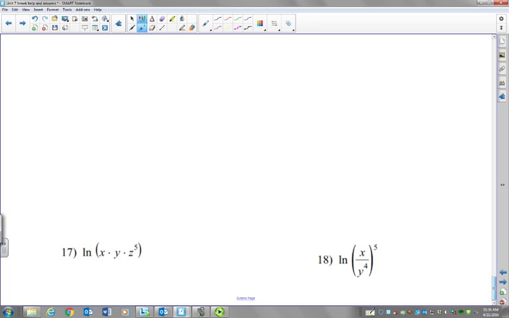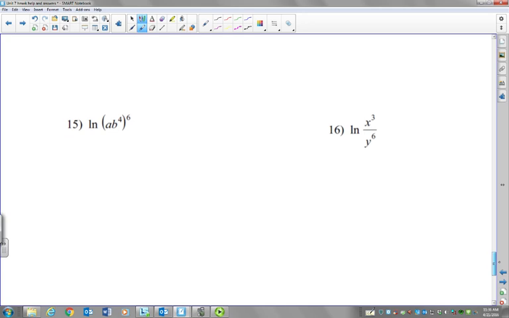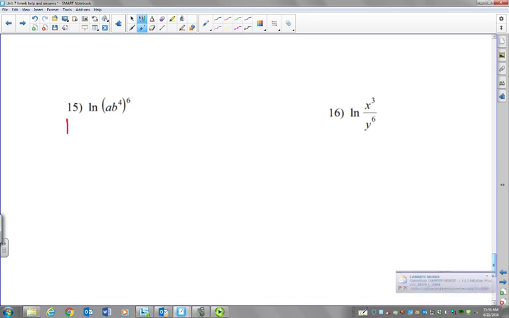So ln is nothing huge, nothing way different there. For example, number 15, instead of writing log, it's just the natural log. So let's just treat it like log. So ln, and we're going to take that 6 and distribute it through. So we get ln a to the 6th power times b to the 24th power, because there's actually a 1 there for the a, and then 6 times 1 is 6, and 6 times 4 is 24.